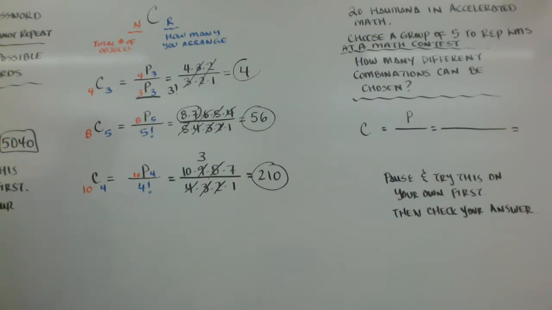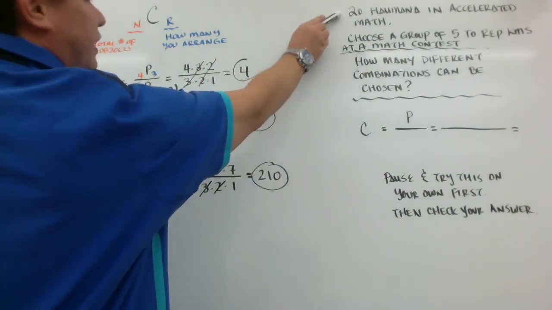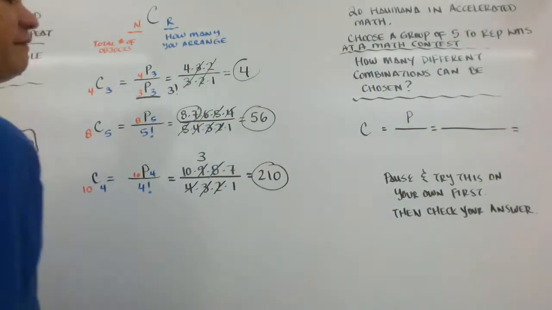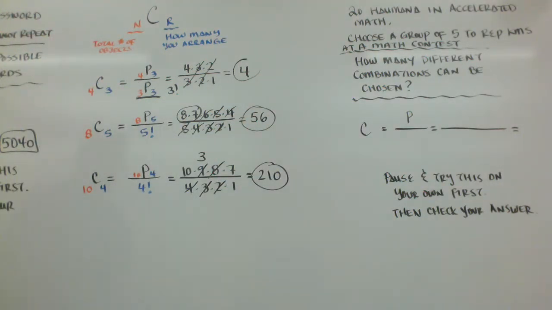Okay. So here's a real life example that you guys can try. There are 20 students in accelerated math. I need to choose a group of 5 students, any group, to represent KMS at a math contest. How many different combinations can be chosen? Okay, again, pause and try this on your own, and then come back and check your answer.